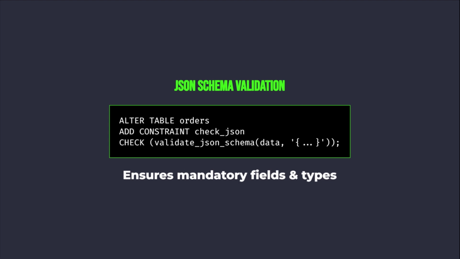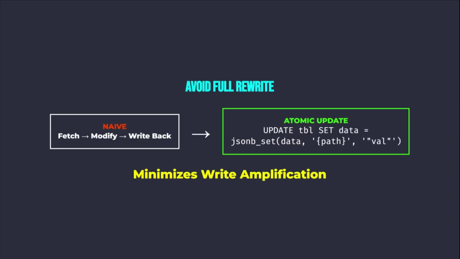For schema validation, PostgreSQL's check constraints can utilize JSON schema validation functions, ensuring the document structure adheres to predefined rules, such as mandatory fields or data types. Relying solely on application logic for integrity introduces race conditions and potential data corruption if multiple services interact with the database. Updating a small segment within a large JSONB document requires careful handling to avoid unnecessary overhead.